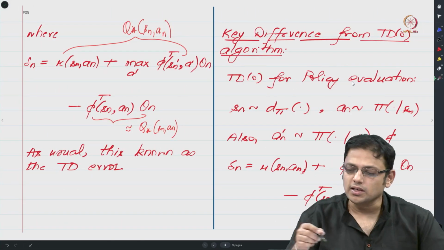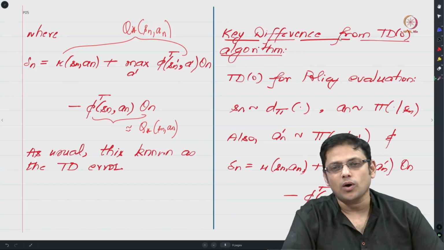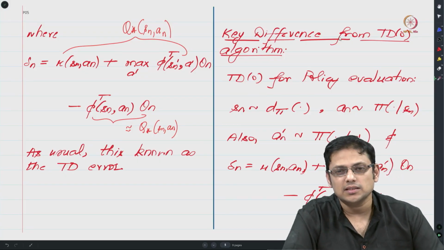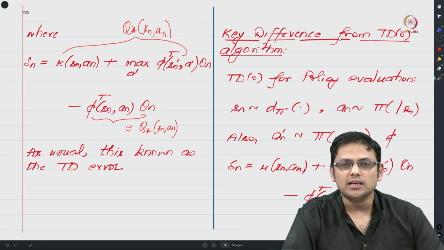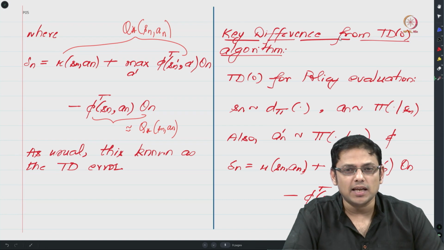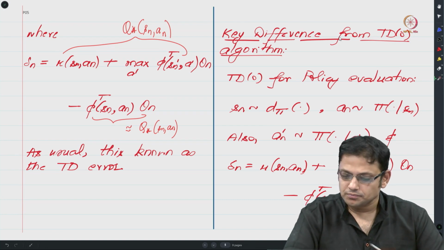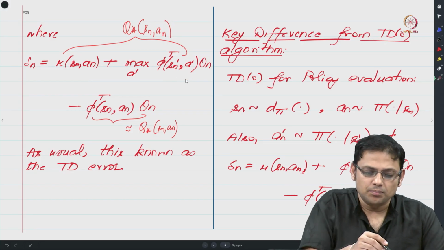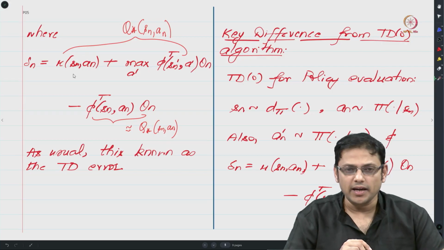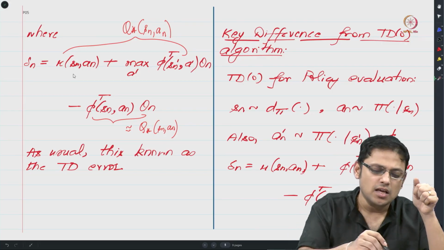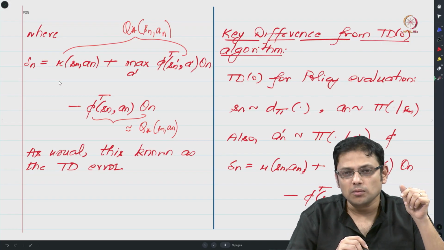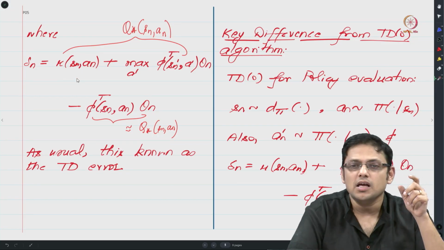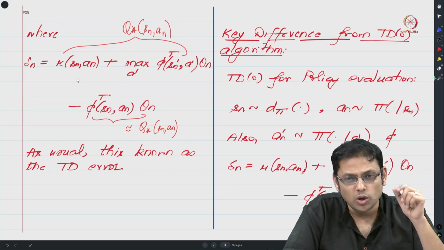Now one can ask, what is the key difference between the TD0 algorithm for policy evaluation and this Q learning algorithm with linear function approximation that we have stated? The key difference is how we sample Sn and An. In the Q learning algorithm, especially with epsilon greedy exploration, Sn was sampled from the stationary distribution associated with this epsilon greedy policy, and An similarly is chosen according to your epsilon greedy policy.